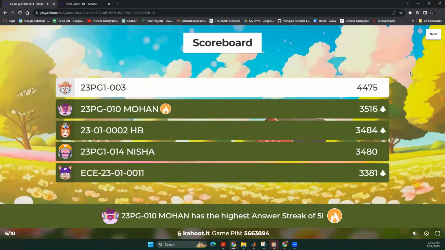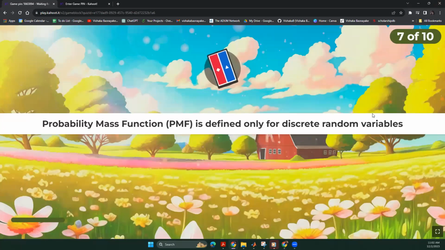Okay, so we can see the scoreboard remains a little bit different now, but the lead is still the same.